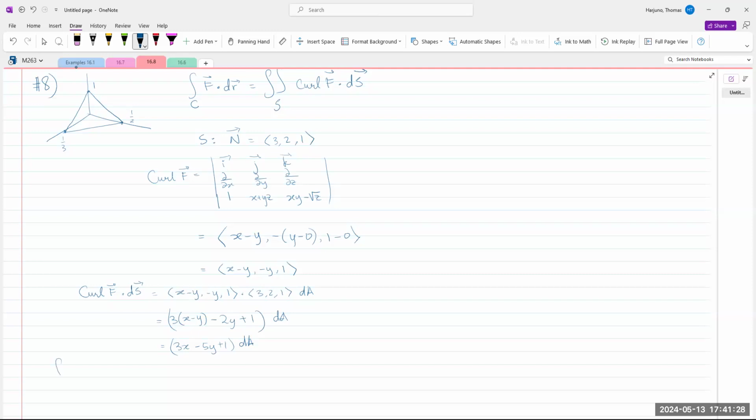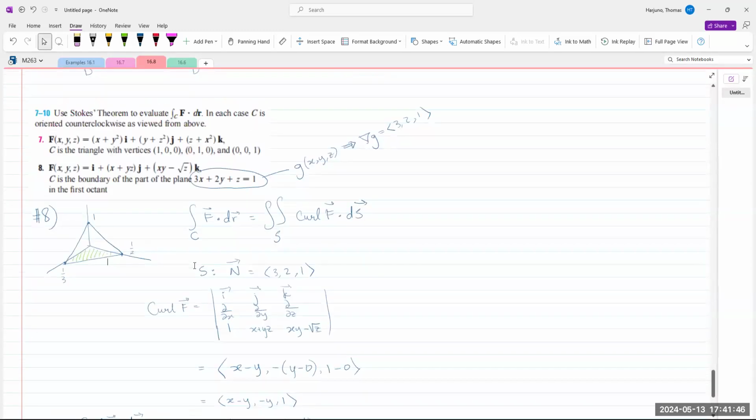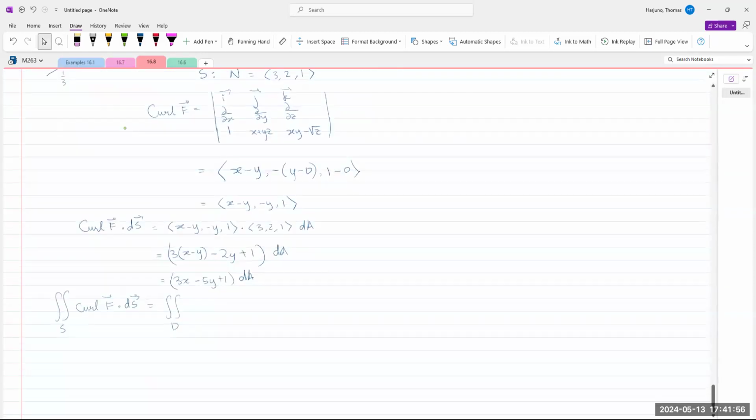Okay, so the double integral over S of curl of F dot dS will be equal to the double integral over D. Now what is D? This is D here. We project that down, right? Because you see it's oriented counterclockwise viewed from above, so it must be projected to the xy plane, okay? Of 3x minus 5y plus 1 dA.